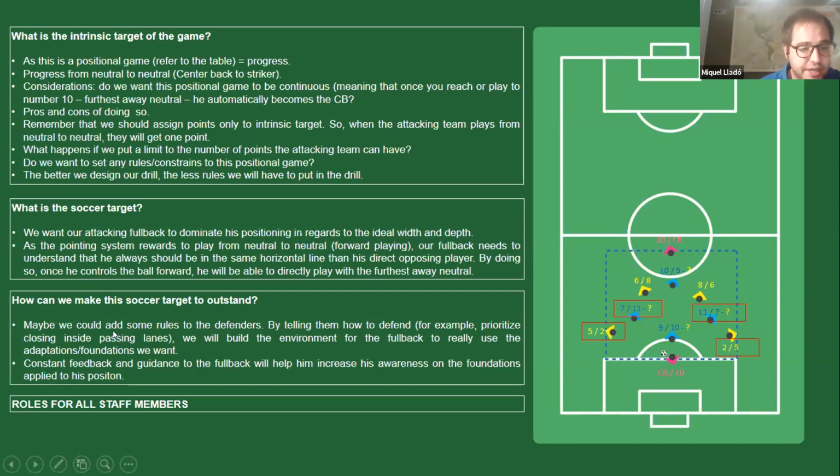The last box in green here, it's just, well, the rules that we could add to the defending team, or while the team is involved in defending, to even make the environment more accurate for our attacking players.